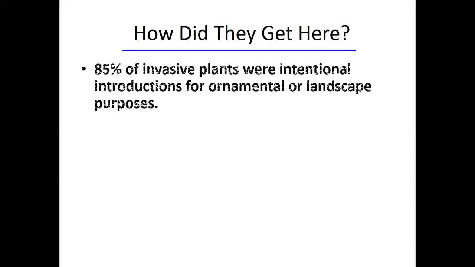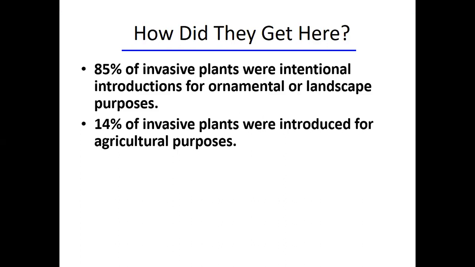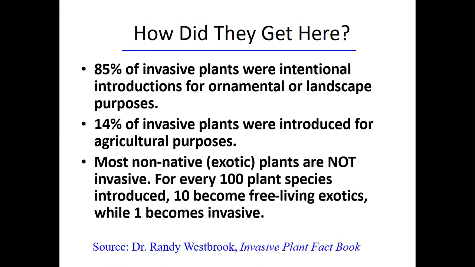How did they get here? 85% of all invasive plants were intentionally introduced for ornamental or landscape purposes. 14% of invasive plants were introduced for agricultural purposes, and 1% for every other type of use. Most non-native exotic plants are not invasive. For every plant species that is introduced, 10 become free-living exotics, meaning that they can live outside a cultivated area, while one becomes invasive.